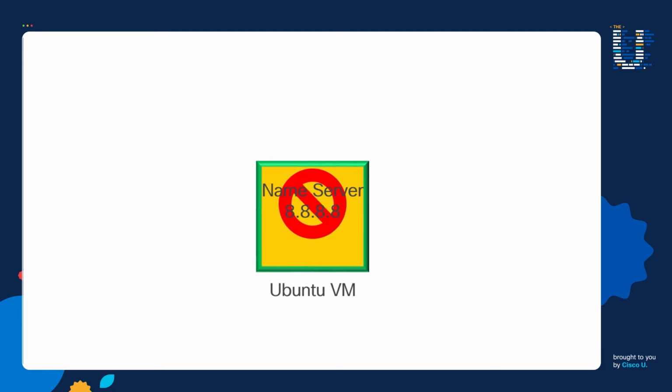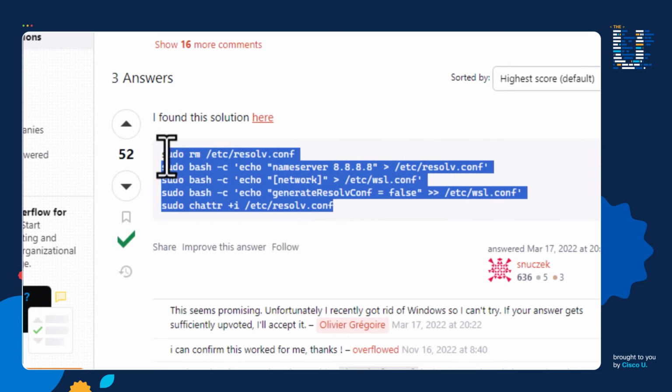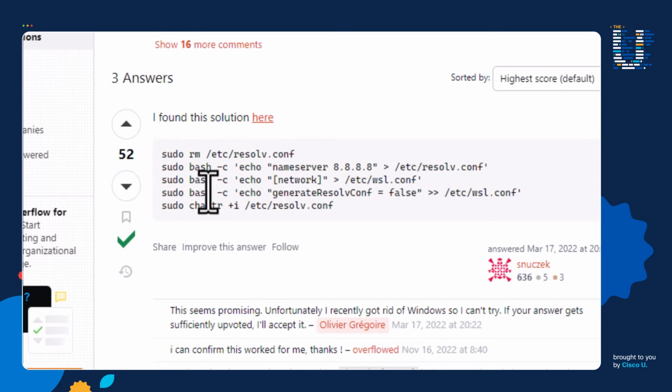So I'd have to go back into my Linux VM and point it to the correct name server again. And these commands right here are the solution to our problem. From a high level, what these commands do is point you to a name server in the resolv.conf file. But on top of that, it also changes the attributes of the resolv.conf file to make the configurations inside of the file persist when that Linux VM reboots.